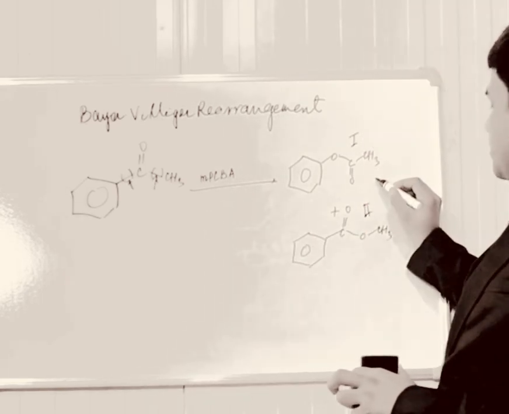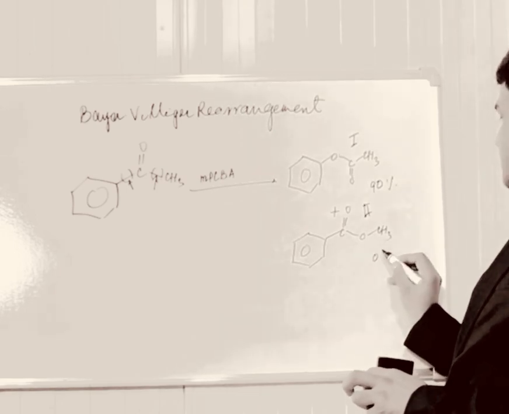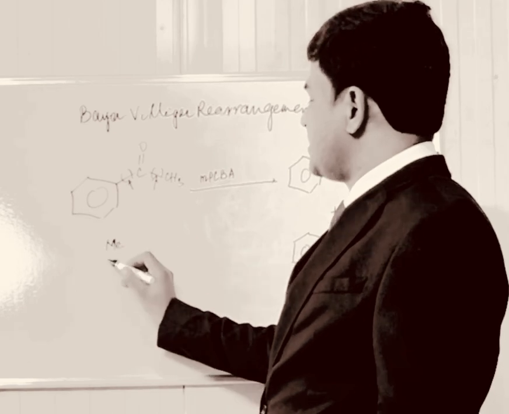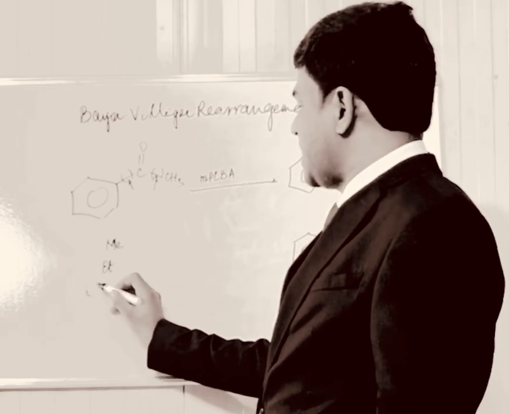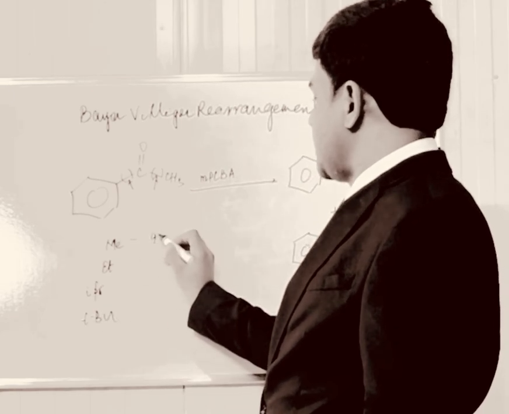If we label them first and second, then we find that in the first case there is formation of 90%, and here is 0%. That is, if we have examples like methyl, ethyl, isopropyl, tertiary butyl, then 90%.